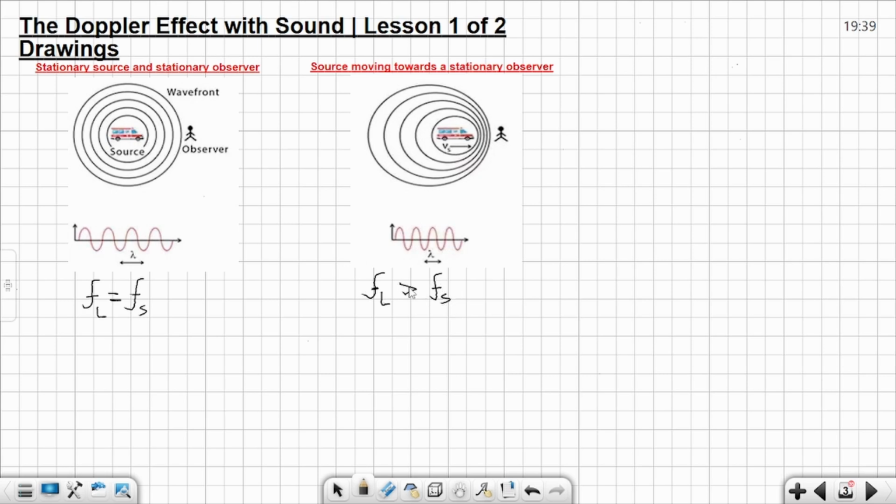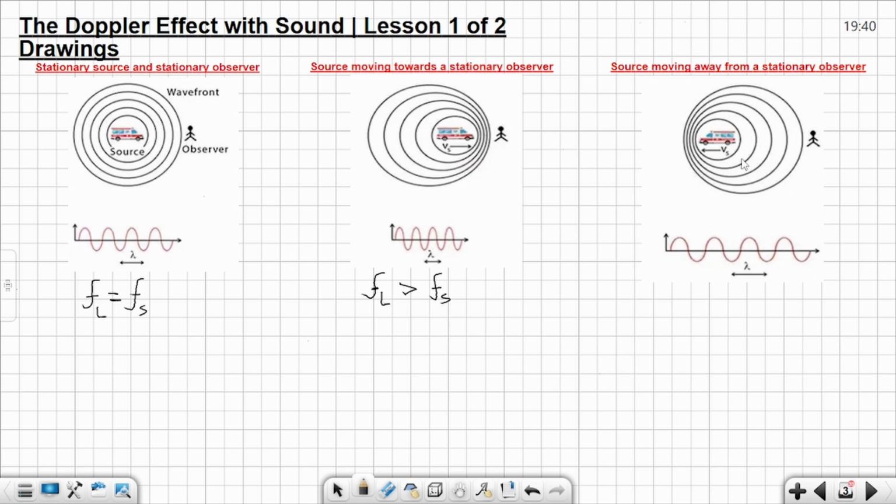You can see this is greater than. So FL is greater than Fs. Let's see the next scenario. Now in the next scenario is when you have the source moving away from a stationary observer. Let's see the drawing. Now the ambulance is moving away. You can see you have the observer still stationary, but the ambulance is moving away.